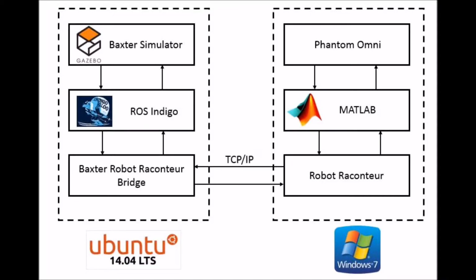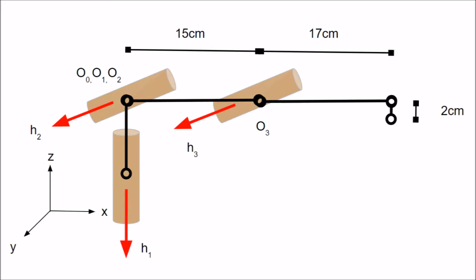Cross-communication between multiple platforms was one of the most difficult aspects of this project. However, using Robot Raconteur, defining our own functions, as well as ROS, we were able to communicate between the two systems. In order to control the Baxter robot with the Phantom Omni, we first had to calculate the forward kinematics of the Phantom Omni robot.